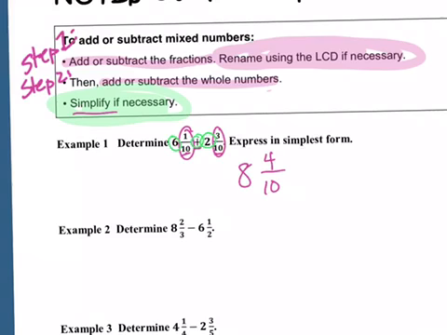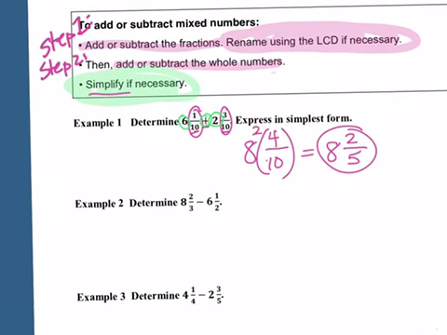And simplify if necessary. 4/10 can be reduced. 2 will go into both of those. So 2 goes into 4 2 times, and 2 goes into 10 5 times. So my final answer is 8 2/5.